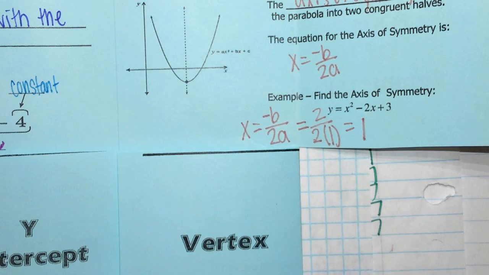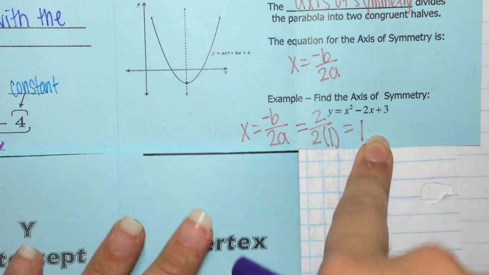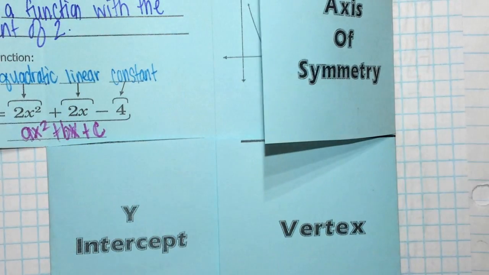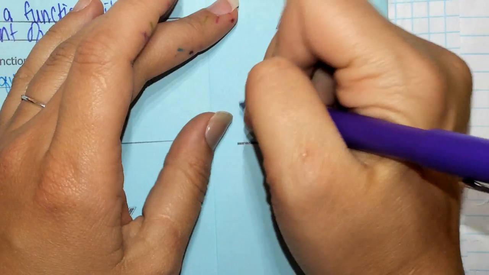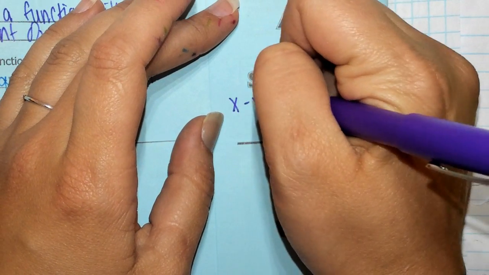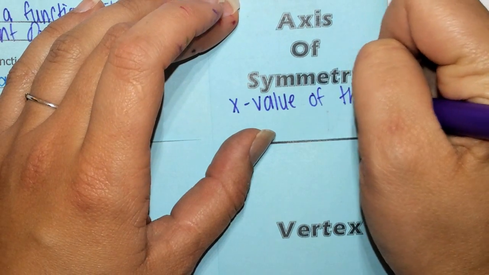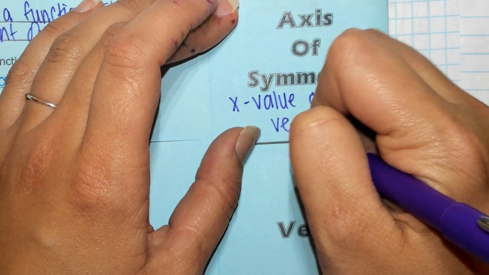So the axis of symmetry is the x value of your vertex. You take this, and anytime we try to find a y, you plug in x. So on the outside, I want us to write the x value of our vertex. 1.